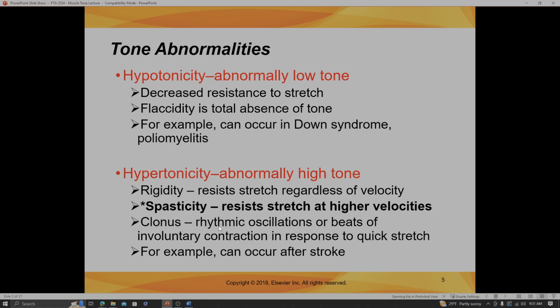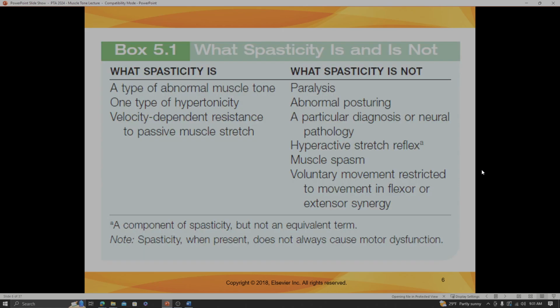Clonus, please know clonus. And this is an important one. Clonus is defined by rhythmic oscillations or beats of involuntary muscular contraction in response to a quick stretch. I showed you the video. Please know this definition. You're going to see it again.